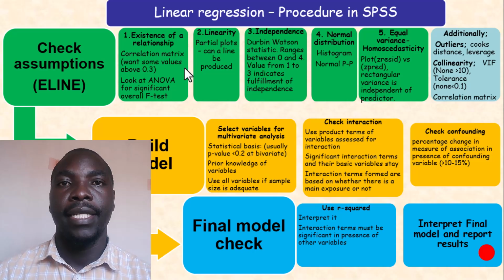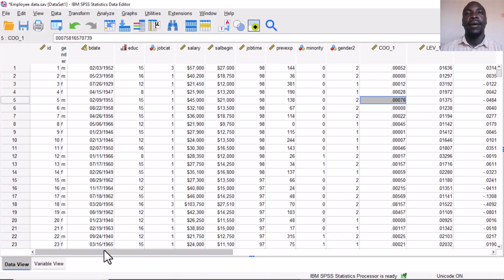So let's get started. We are continuing from where we stopped, and in our last episode, we checked for assumptions of linear regression using a dataset that comes pre-installed with SPSS, that is the employee dataset. You can access this dataset; there is a link in the description of this video. You can download it. Like I said before, we are continuing from where we ended previously.